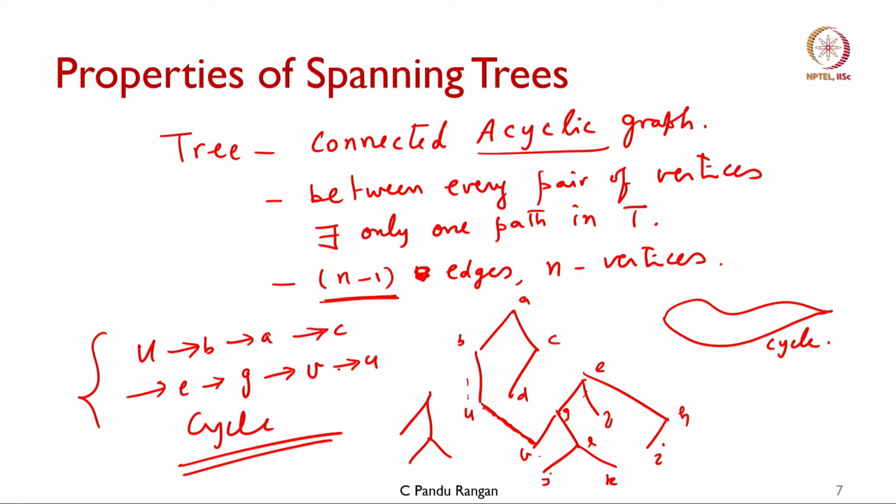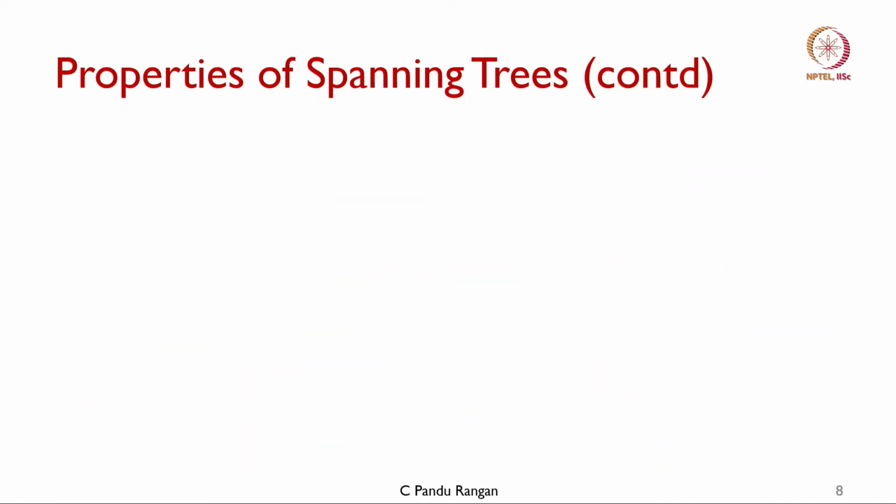So, this is an acyclic connected graph, therefore this is a tree. This is a spanning tree because it has got all the vertices. So you can take a spanning tree T, add an edge E, remove an edge E dash, and you call that T dash.